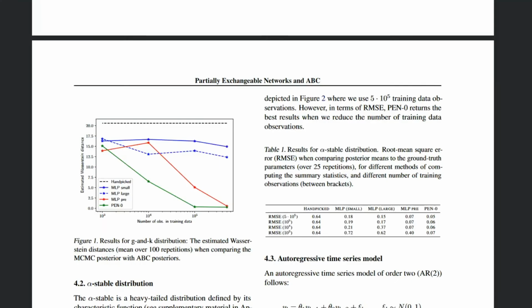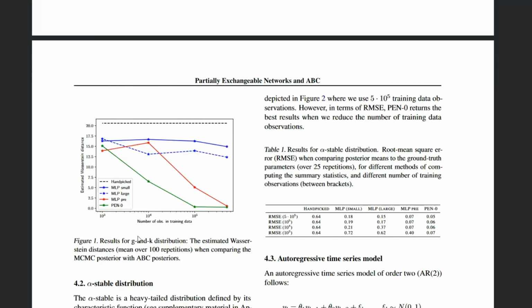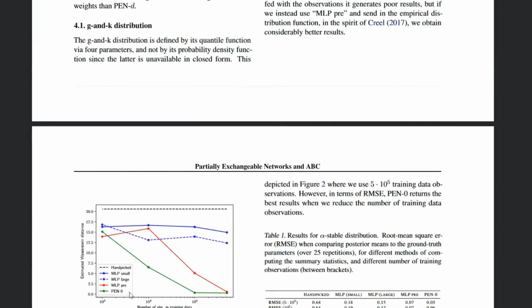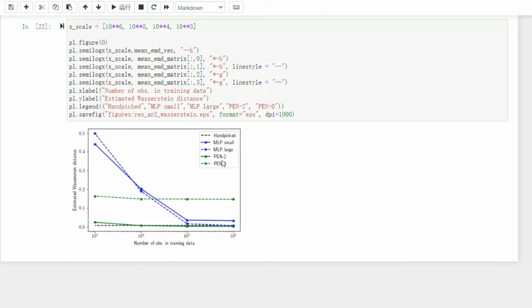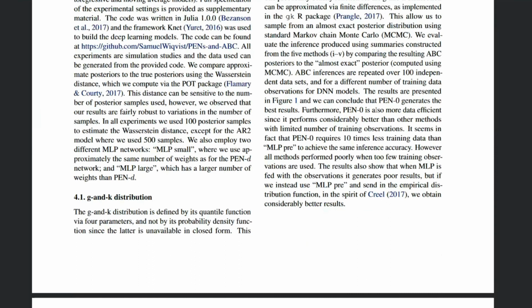And the number of objects in training data are still the same. So as you can see, the only difference is MLP pre here and here in these two charts. That's the biggest difference. You can also see here 10 times less training data than MLP pre to achieve the same inference accuracy.